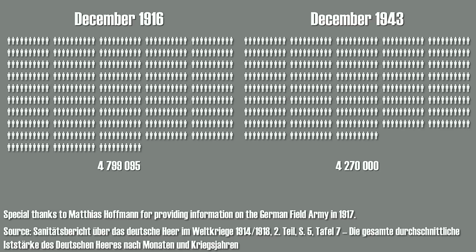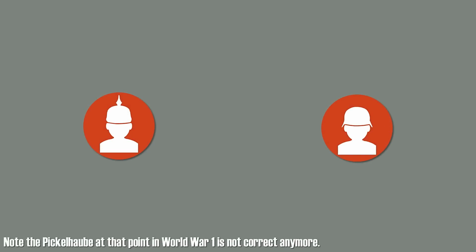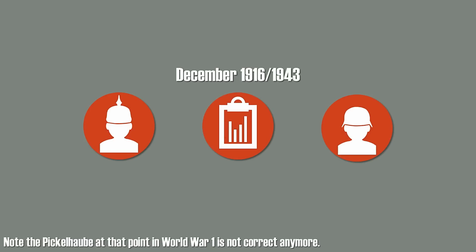Note that this difference is considerably smaller than the gap of 87 divisions, because these numbers only account for the manpower of the German Field Army and not the Allies. Now since we know the total numbers of men and the front lengths, let's see how many German soldiers were available for each front kilometer. Although note that the total numbers of men are from December 1916 and 1943, whereas the front lengths are from July of the following years. So this part is more about giving you a general idea on the situation than historical accuracy.